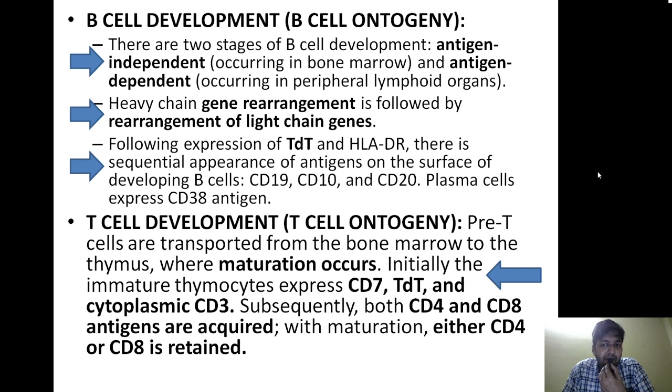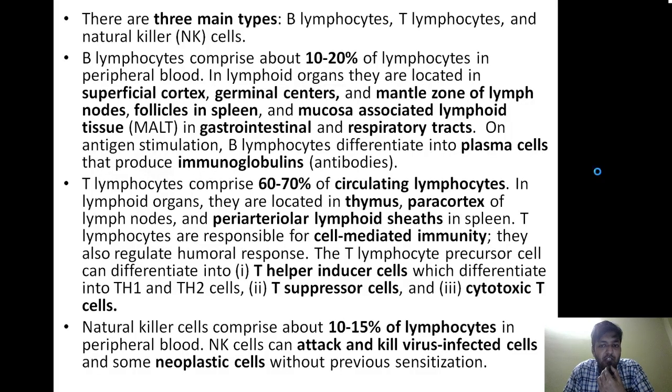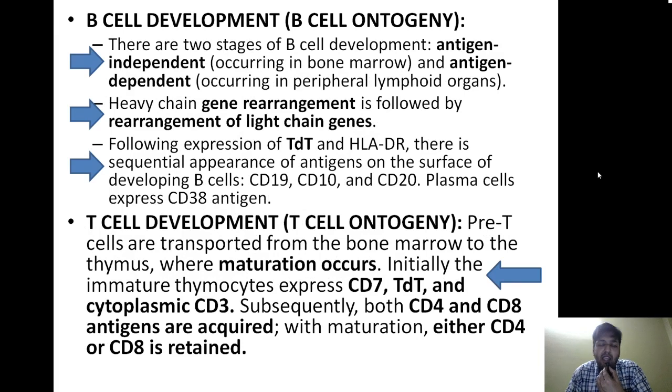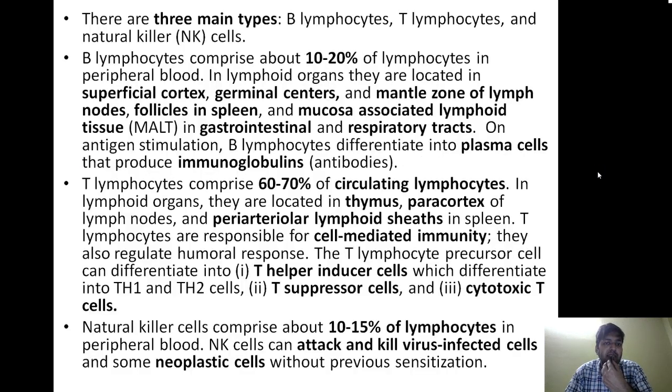Now regarding T cell development, as I told you, the precursor T cells are transported from the bone marrow to the thymus where maturation occurs. Initially, the immature thymocytes express CD7, TdT and cytoplasmic CD3. At this stage where they express CD7, TdT and CD3, they are double negative. They do not have CD4 or CD8. Then they become double positive, and both CD4 and CD8 will be expressed. With maturation, they form either CD4 plus T cells or CD8 plus T cells. This is the total maturation and development of B cells and T cells.